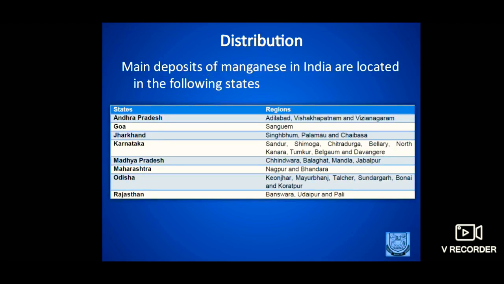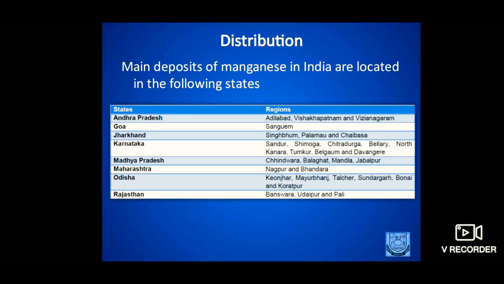Distribution of manganese. Main deposits of manganese in India are located in the following states, that is Andhra Pradesh, Goa, Jharkhand, Karnataka, Madhya Pradesh, Maharashtra, Odisha and Rajasthan. Of these, the most important distribution is found in Jharkhand as well as Madhya Pradesh. A very important thing to learn here is that two-thirds of the country's manganese reserves are found in peninsular India. There are two belts. Belts means the stretch of region where manganese is found. They are the Bandara belt of Maharashtra and the Balaghat and Chhindwara belt of Madhya Pradesh.